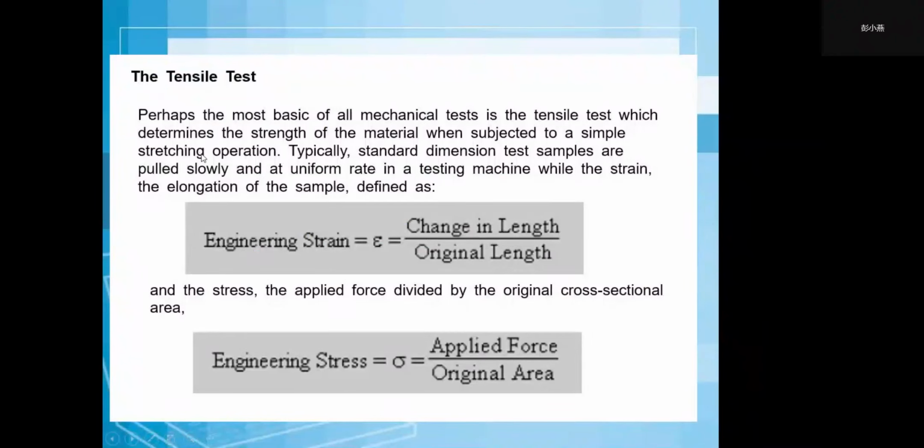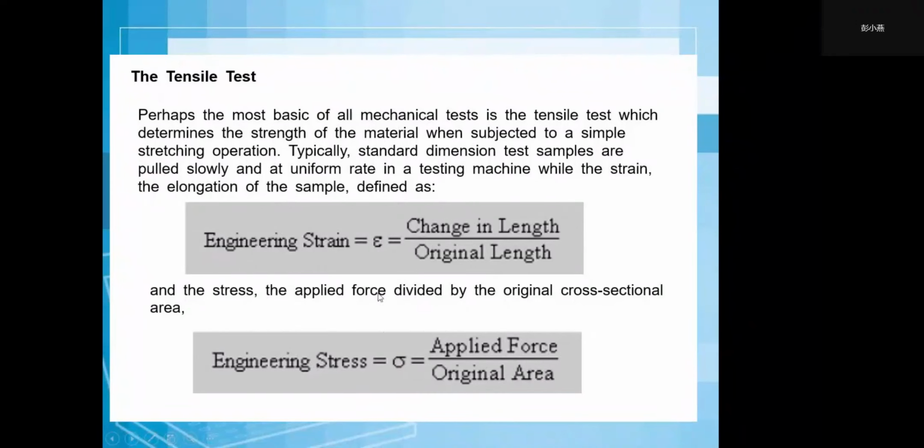For the tensile test, perhaps the most basic of all mechanical tests is the tensile test, which determines the stress response of the material when subjected to a simple stressing operation. Typically, standard dimension test samples are pulled slowly and at a uniform rate in a testing machine, while the strain, the elongation of the shape, defined as the engineering strain, is the change in length over original length, and the stress is the applied force divided by the original cross-section area.